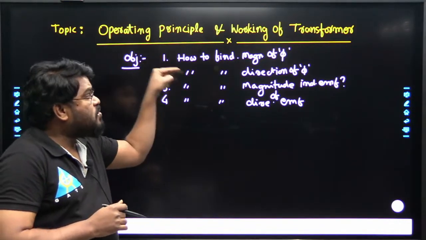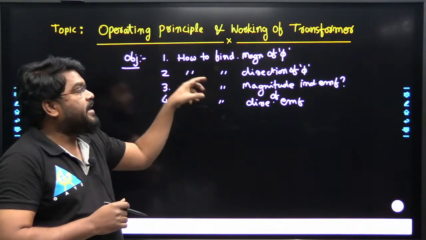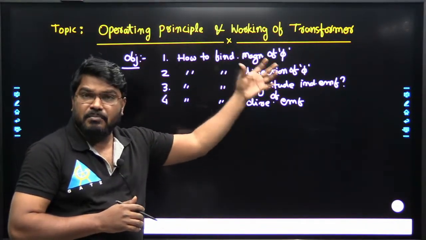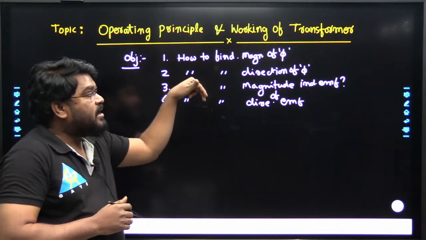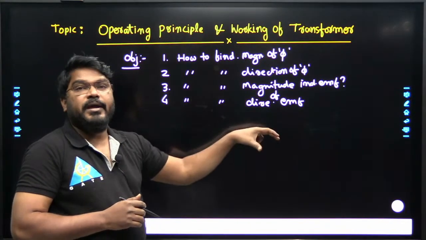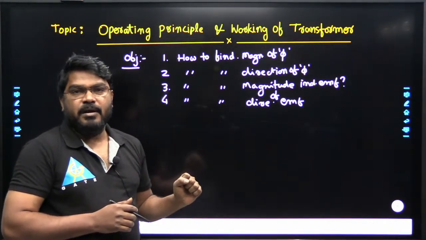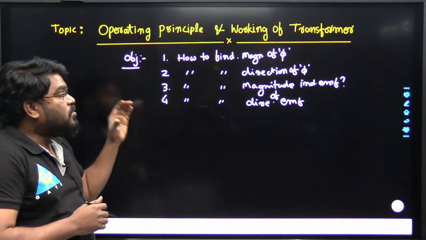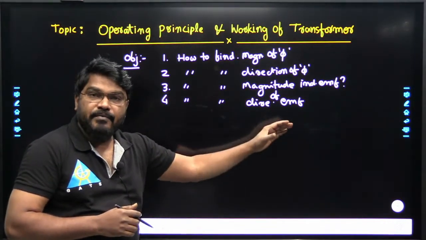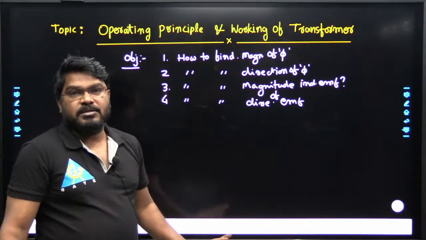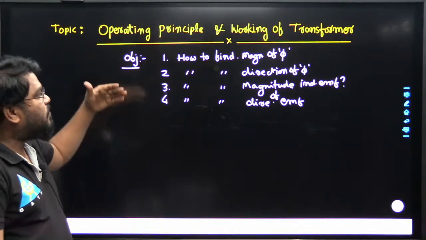One is how to find the magnitude of the flux, and how do we find the direction of the flux or direction of the magnetic field. Third is how do we find the magnitude of induced EMF in the primary winding as well as the secondary winding of the transformer. And the fourth objective is how do we find the direction of the induced EMF in the primary winding and secondary winding of the transformer. These are the objectives of this topic. So let's discuss one by one.